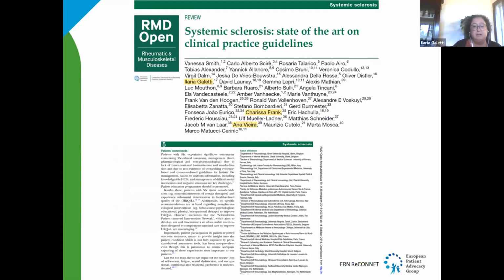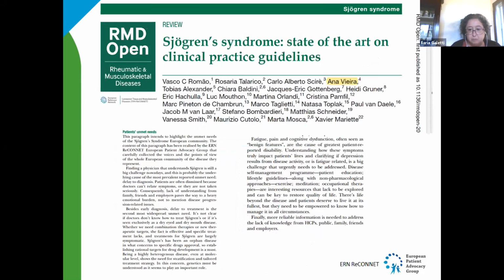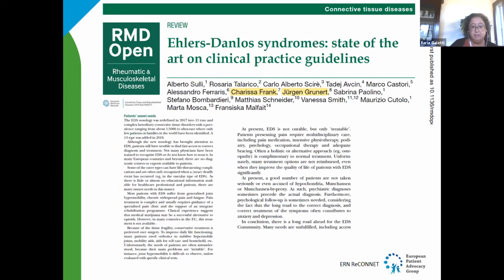Okay, this is Sjogren's syndrome. Anna worked on it. We also have lupus, antiphospholipid. So for lupus, Alain worked on it. For antiphospholipid, we helped the patient in working on it. And EDS has a different story. So I would like Charissa to take again the reins. Yes, and spend a few words on it.